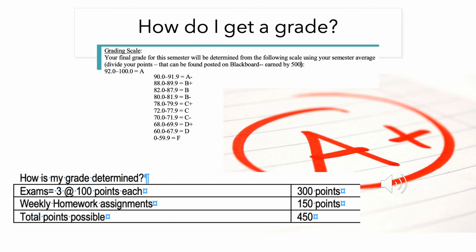So most of my students want to know how they get a grade in my course. And so here I'm breaking down the grading system for you. So how's my grade determined? There are 3 exams, one at 6 weeks, one at 12 weeks, and then the final exam. Each are worth 100 points apiece for a total of 300 points. Your weekly homework assignments you will have at the end of each week except for the test week, and they are worth a total of 150 points, and then your total possible amount of points is 450.